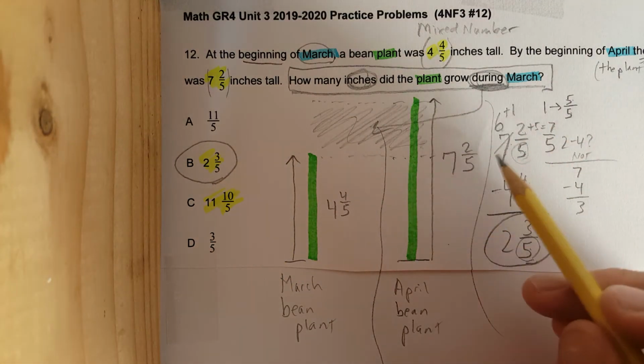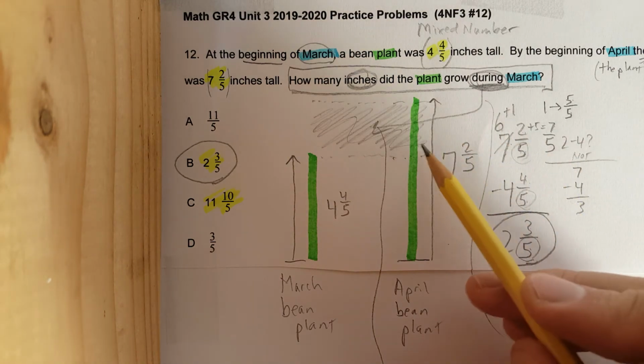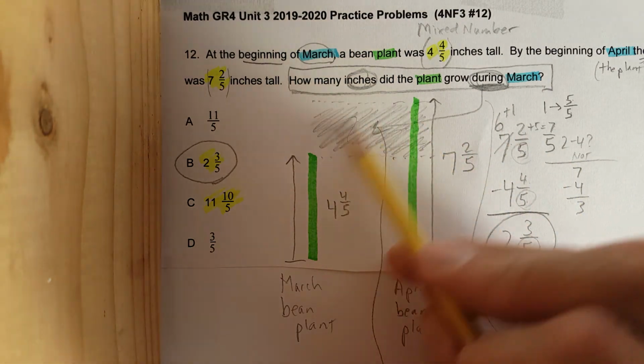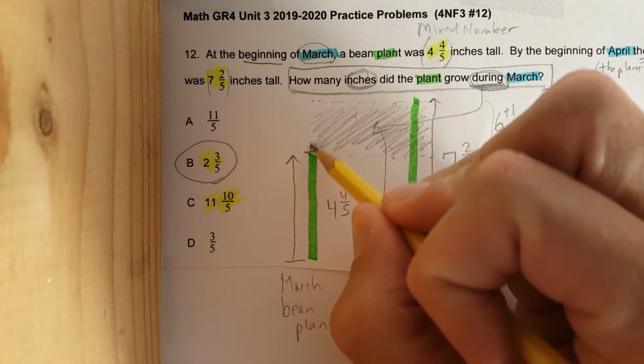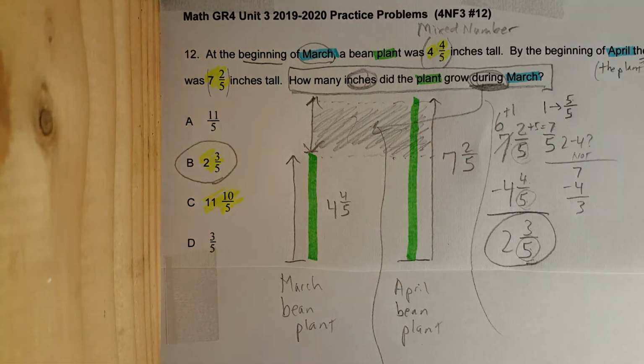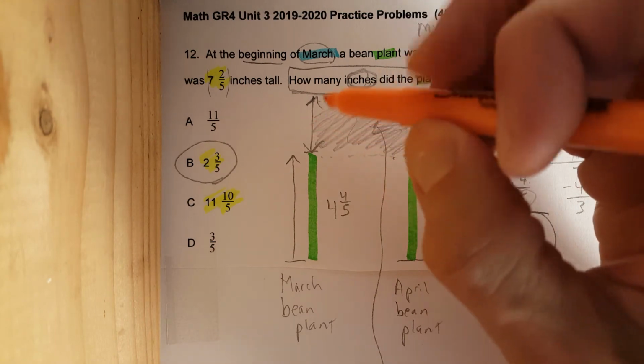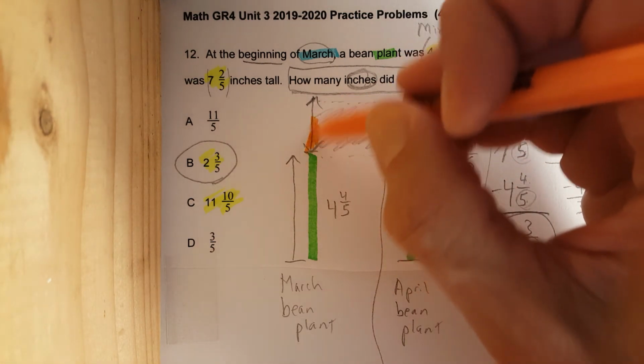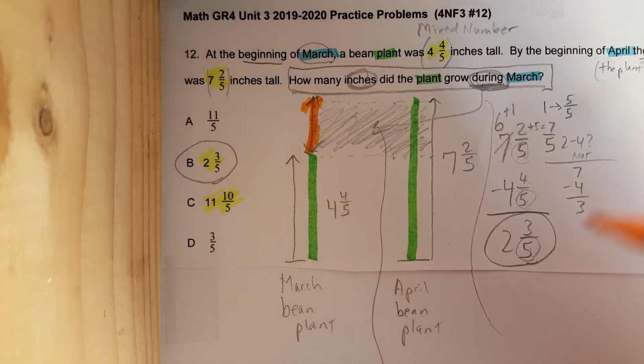Now you could use some different colors and coding, but the whole point is you're finding this right here. This is what we were going for. Because how much did it grow during March? Which is this.